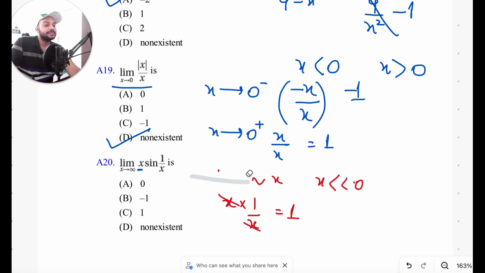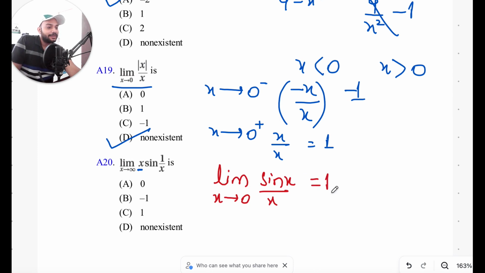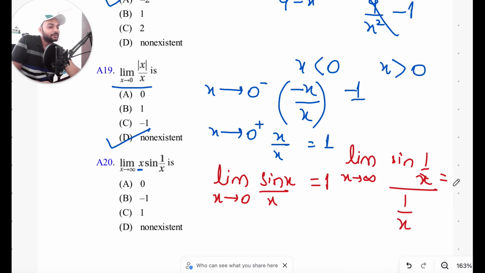The other way to do it is the way you've done the previous questions of sine x over x. So we know limit of x tending to 0 sine x over x is 1, which is the same as saying limit of x tending to infinity sine of 1 over x over 1 over x. This is also equal to 1. Why? Because when x tends to infinity, 1 over x and 1 over x, they will also go to 0. So the expression is similar to this one. Hence, the limit of this function is 1.